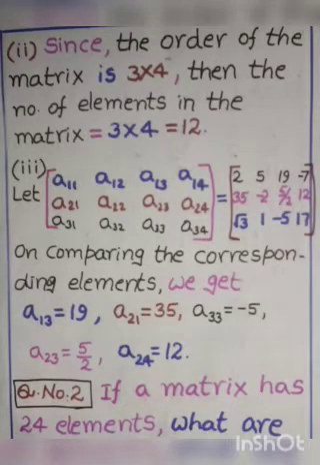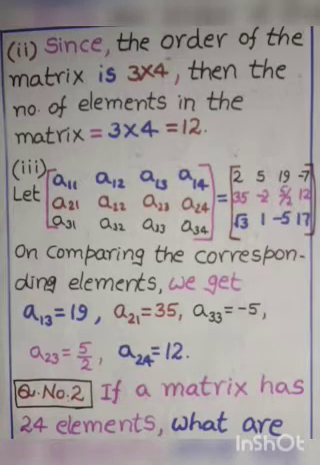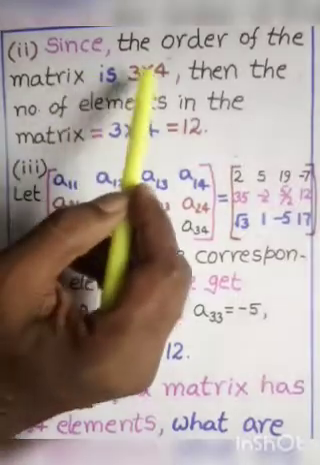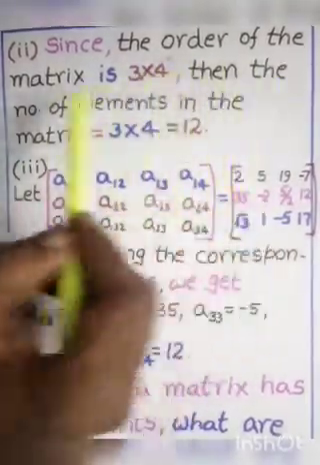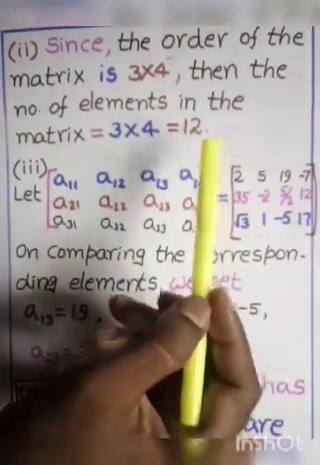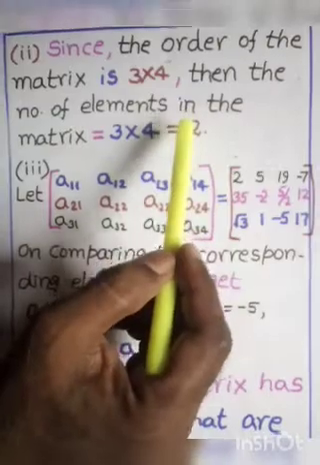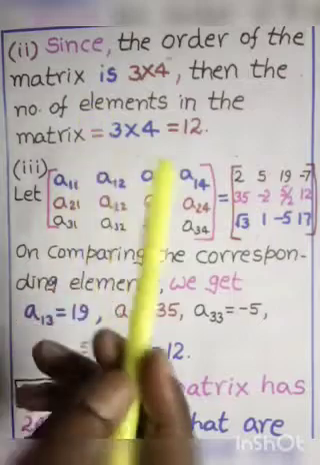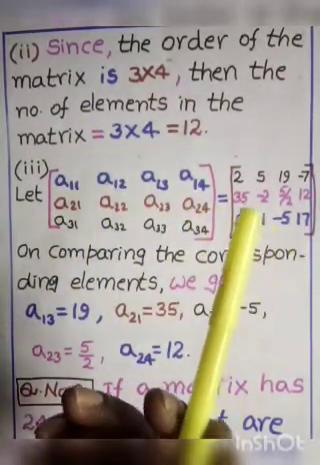Now come to the second part of this question. What is the second part of this question? We have to find the number of elements in the matrix. With the help of the order of the matrix, we can say easily the number of elements in the matrix. See here, the order of the matrix is 3 into 4 or 3 by 4. Then the number of elements in the matrix is 3 into 4, that is equal to 12. That's all. So the number of elements in the matrix can be found easily with the help of the order of the matrix without counting one by one. Understood, my dear children? Right.